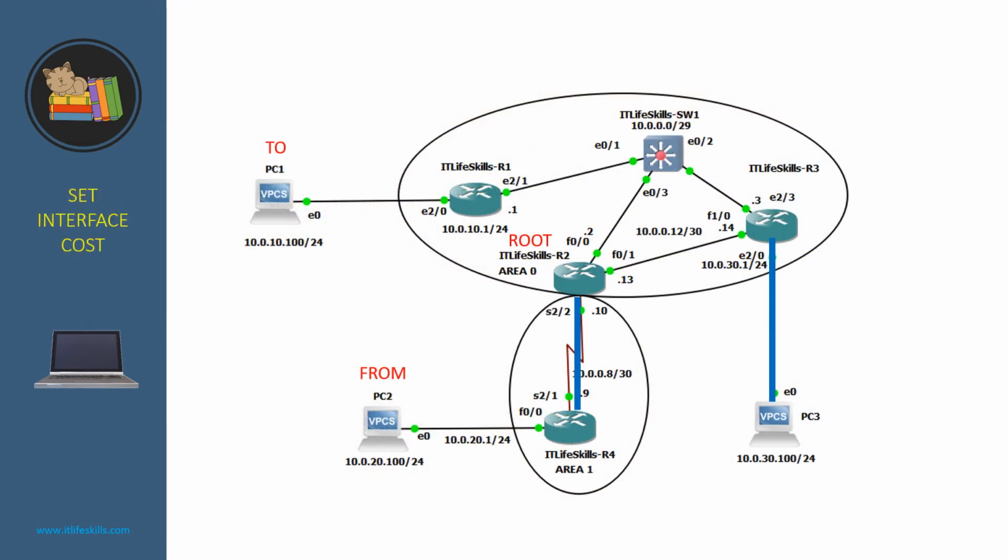Now we want to load balance the traffic from IT Life Skills Router 2 to the destination subnet 10.0.10.0/24. We will load balance the traffic using the two routes. Here is the first route and here is the second route. And we know the current cost on each outgoing interface along the two routes like this. To satisfy the requirements, we need to set the cost on the interface F01 to 9 like this.